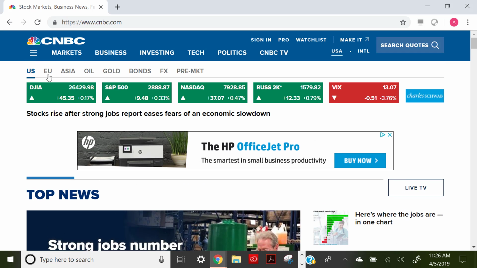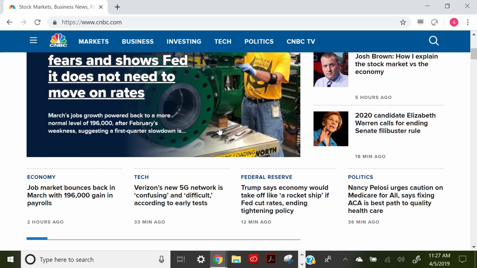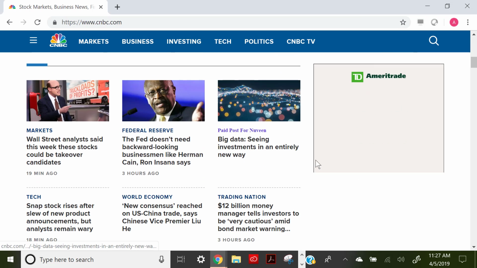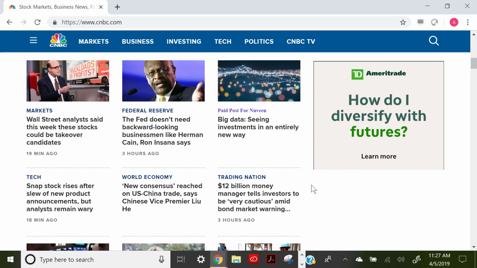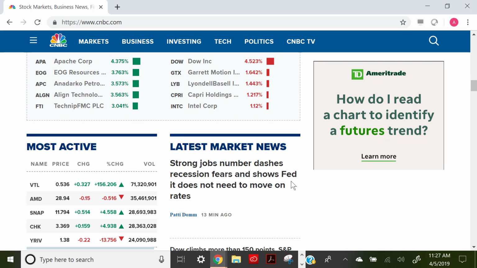Across the top, you can see we can have access to news from all kinds of different markets if we need it. And here we have the news of the day. Of course, today's big news is that the job growth in March was enormous, quite a bit higher than anybody ever expected. And that's good news, especially since the job market was weak in February. We also have news about just about every other topic you can imagine. And so this is a great place to look every day to keep on top of what's going on in the marketplace.